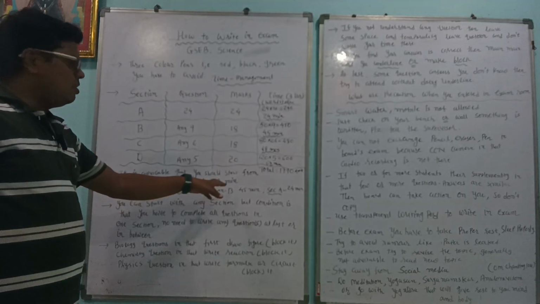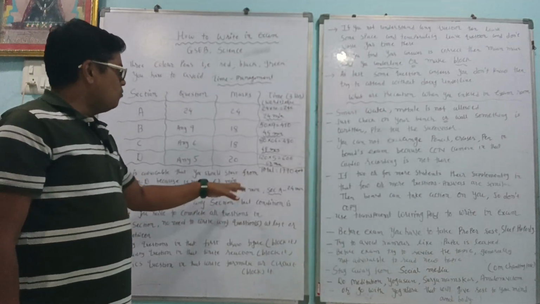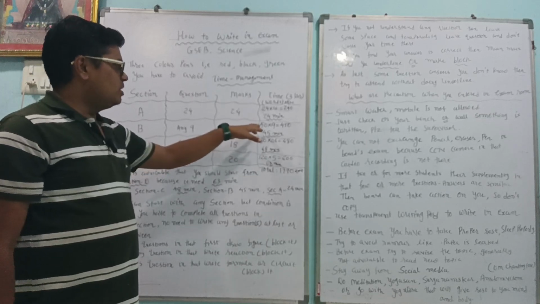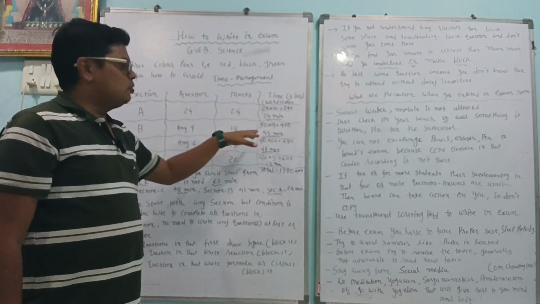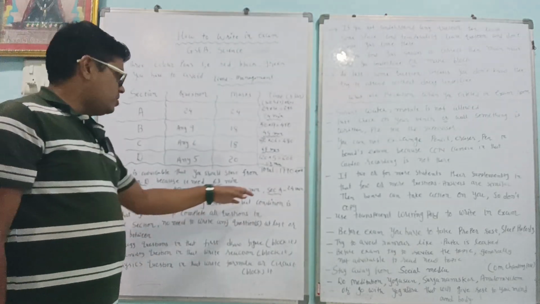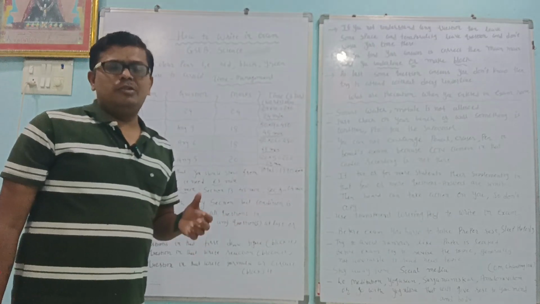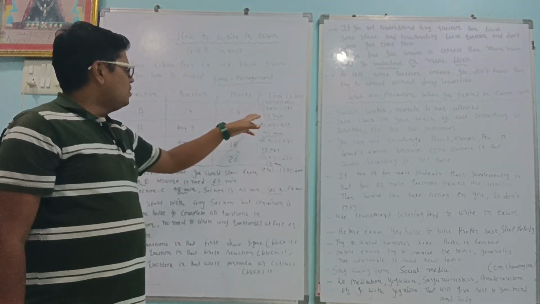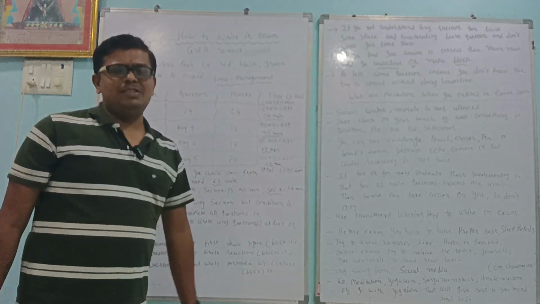Okay, section B has 2 mark questions. You can give 45 minutes here because each question carries 2 marks, 50 words each, 9 questions make 450 words, and 45 minutes. And section A has either one word or one sentence answers, so you can give one minute to each, so you have 24 minutes.